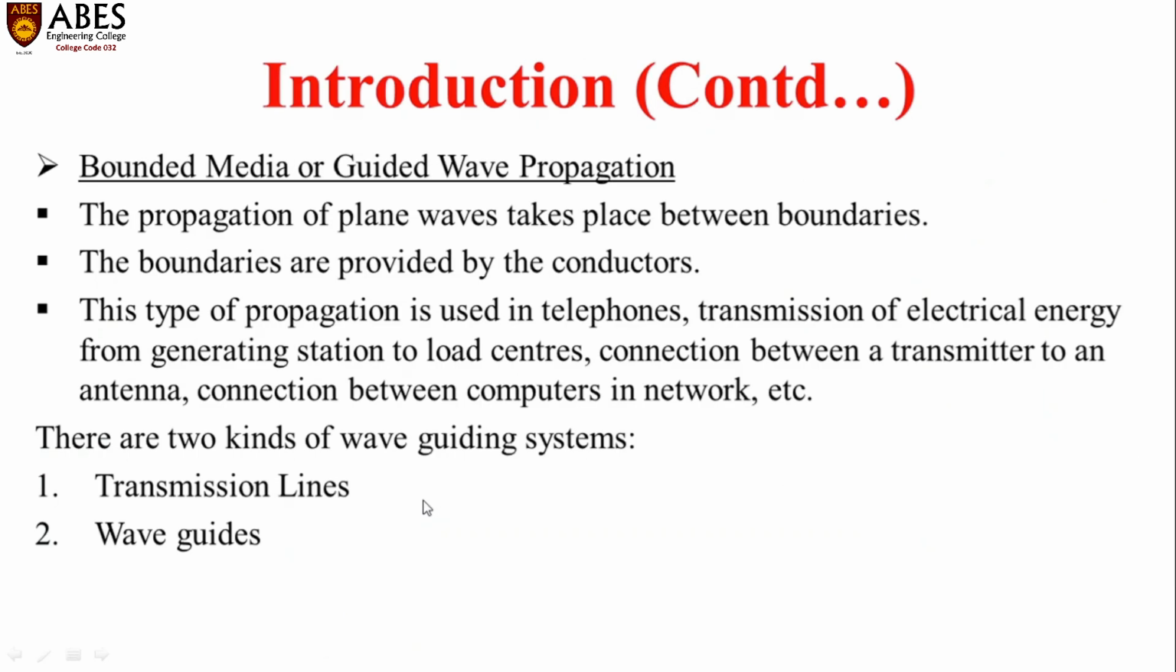Now comes the bounded media or the guided wave propagation. The guided wave propagation means that it is bounded by some definite set of rules, and it has got a guide which can guide it where to move and in which direction and up to how much distance. So, the propagation of plane waves in the guided wave propagation takes place between boundaries. These are the boundaries, and the wave is made to propagate between these boundaries. And the boundaries which are associated with the bounded media propagation are the conductors.